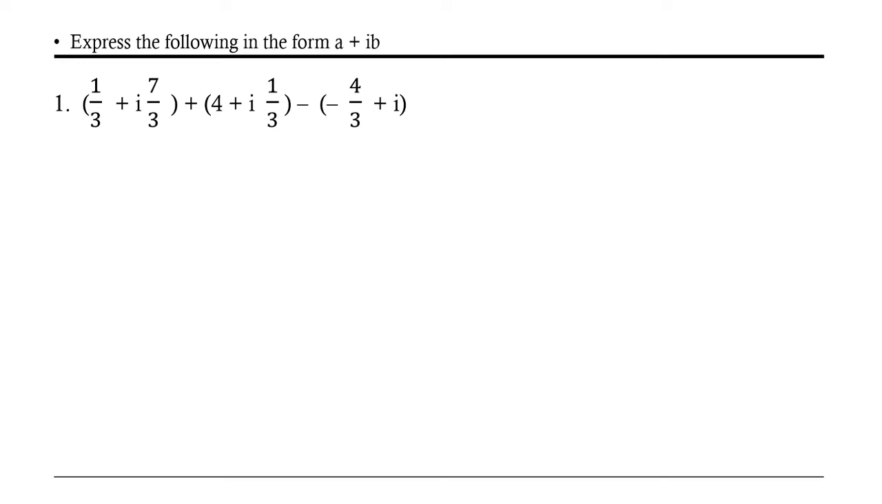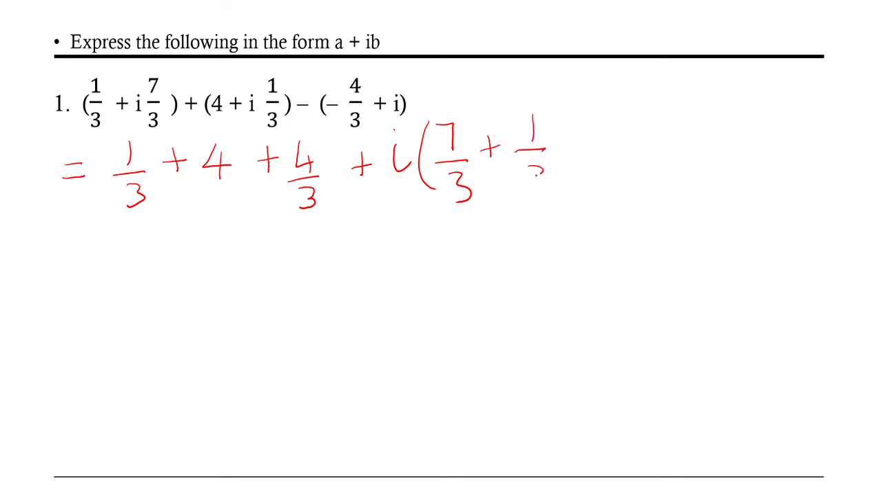So here the first step we have to do is group all the real parts of each complex number. The real part of the first complex number is 1 by 3. Next, the real part of the next one is 4. The next one is minus of minus 4 by 3, it is plus 4 by 3. Then we have to group the imaginary part of each complex number. So plus i into 7 by 3 plus 1 by 3 minus 1.